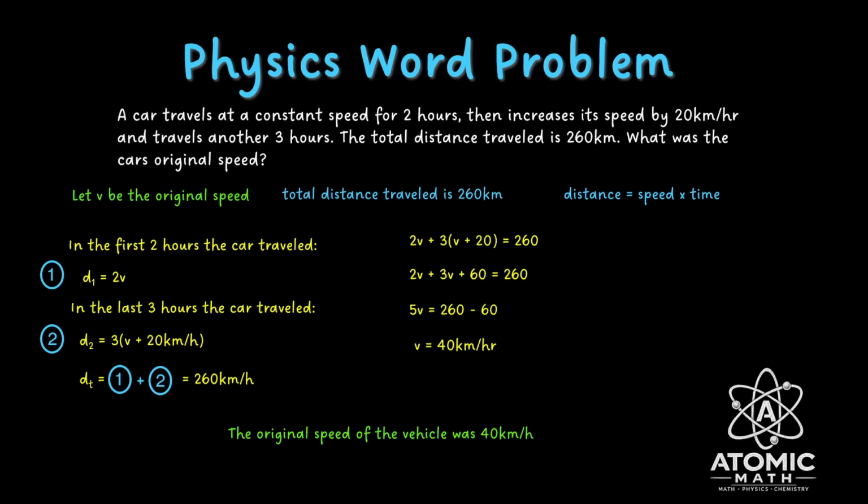If they had asked us, well, what were you traveling for the last 3 hours? Well, that's easy. We would just add the 20 kilometers per hour, and we have 60 kilometers per hour. So we spent 2 hours at 40 kilometers per hour and 3 hours at 60 kilometers per hour.